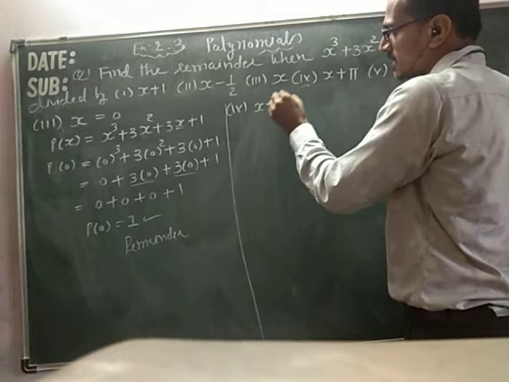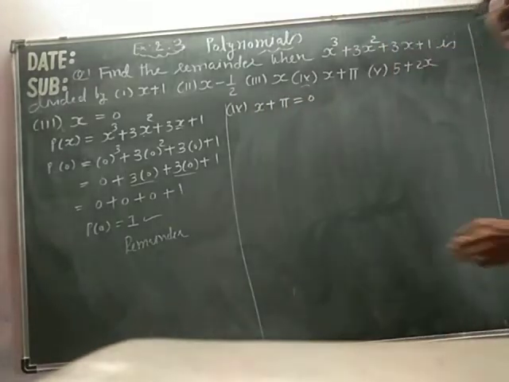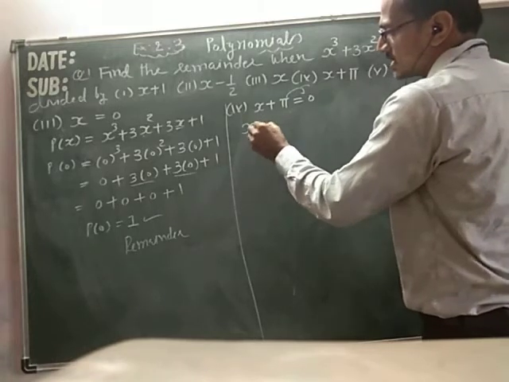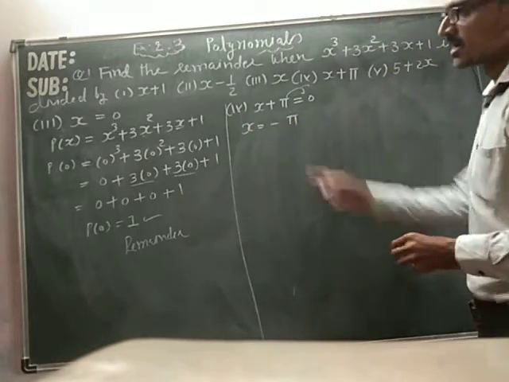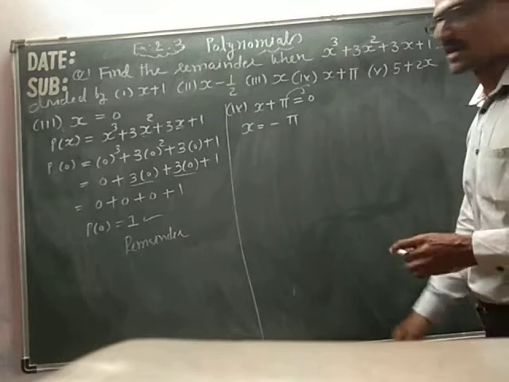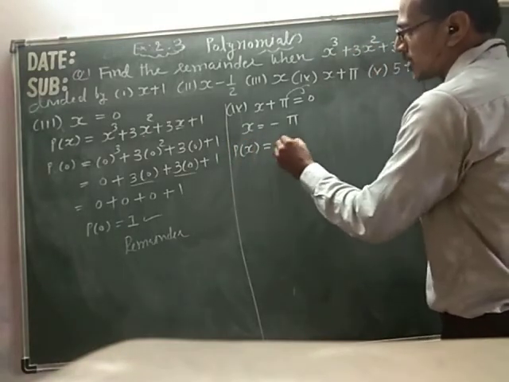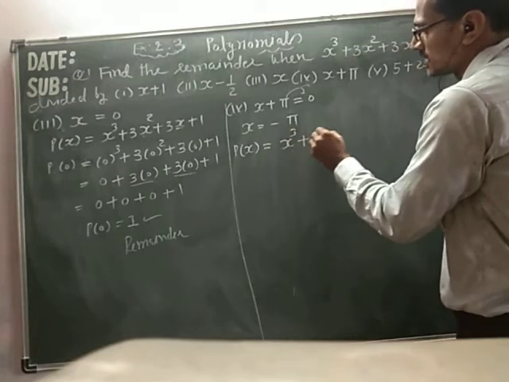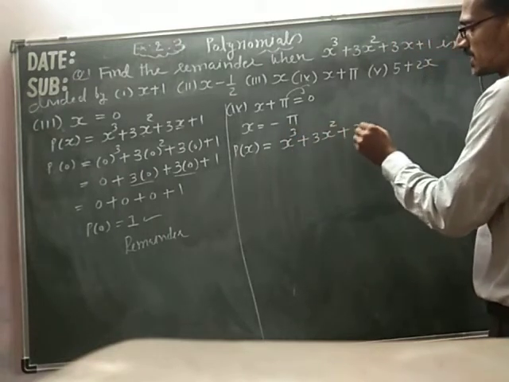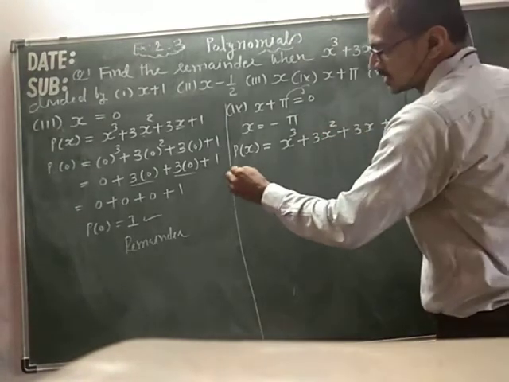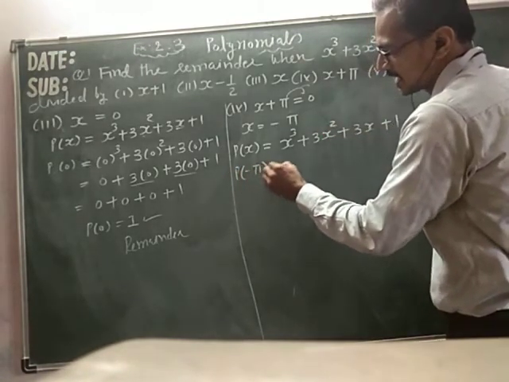Now next, the fourth one is x plus pi. So we'll write x plus pi equals 0, but we want the value of x, so we'll shift this pi towards the right hand side. So x will be minus pi. Let us substitute the value of x, which is minus pi, in the given polynomial p of x equal to x cube plus 3x square plus 3x plus 1. The value of x is minus pi, so instead of x we'll write minus pi.